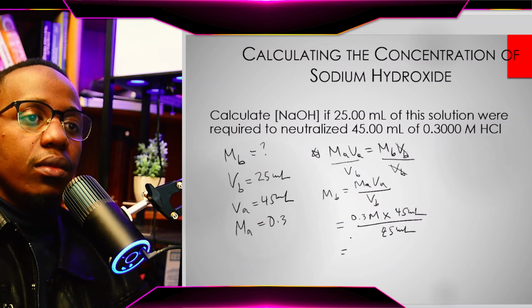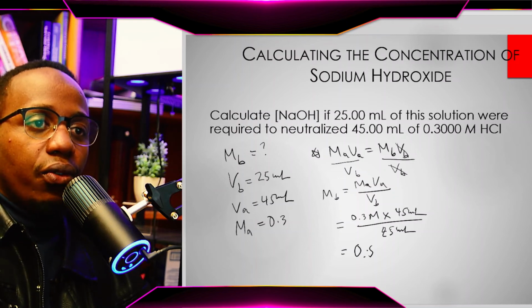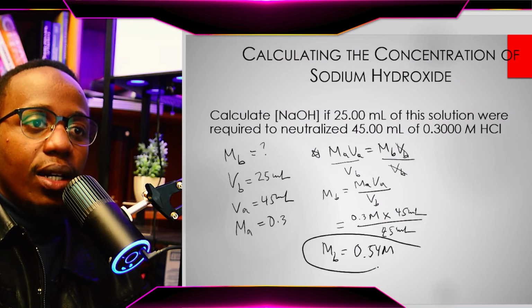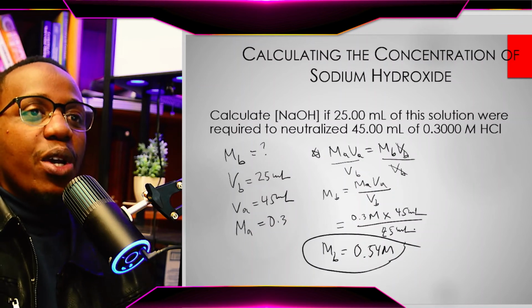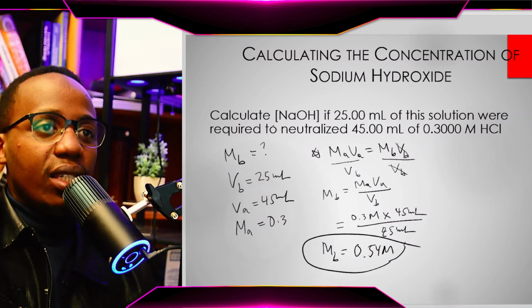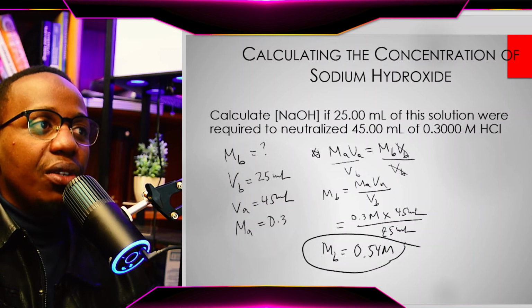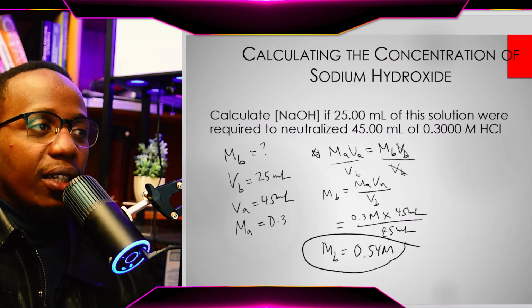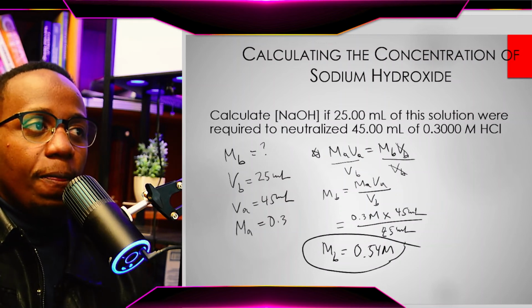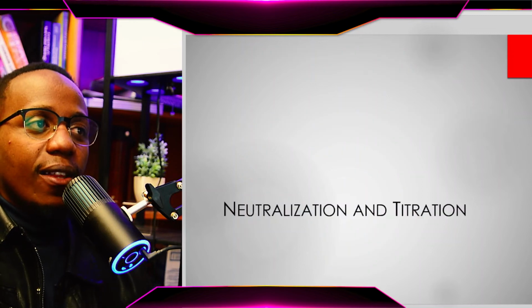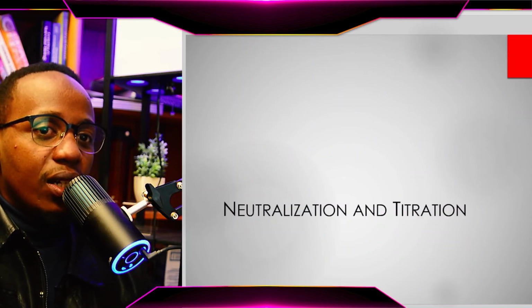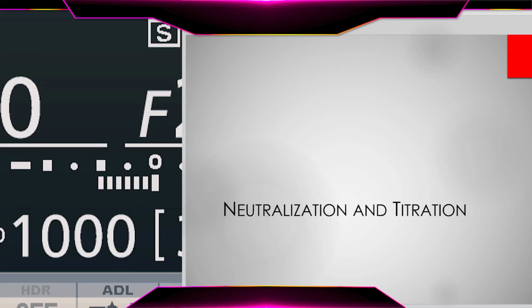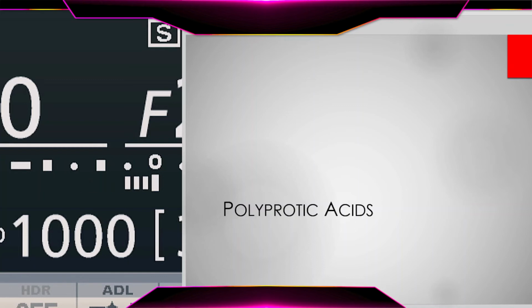That's 0.54. So I got 0.54 molar as the concentration of the base, right? So when it comes to titration, you just remember the equation MAVA equals MBVB. That's all you need to remember, and you will know the calculations. So that's about it when it comes to neutralization and titration, and make sure that you know how to calculate all of these.